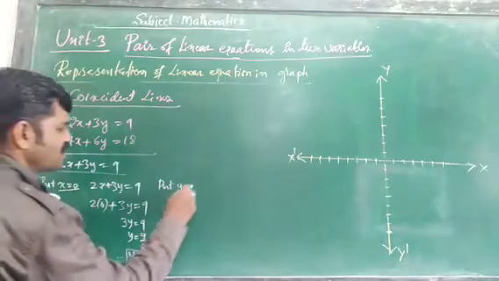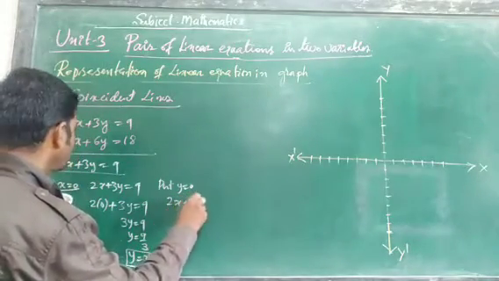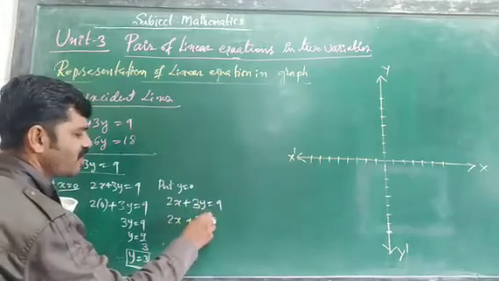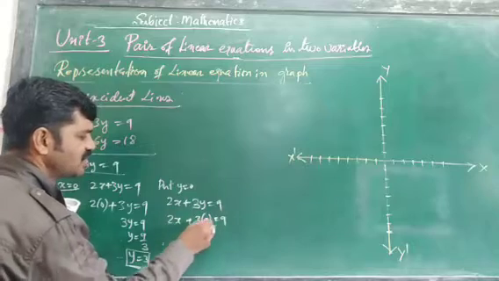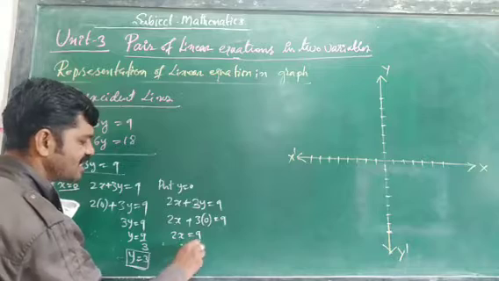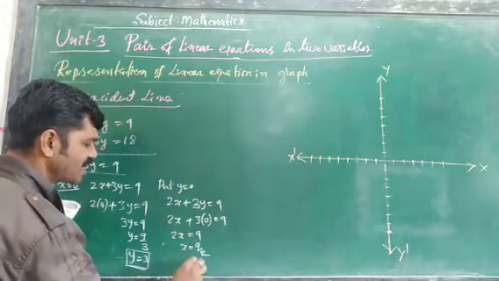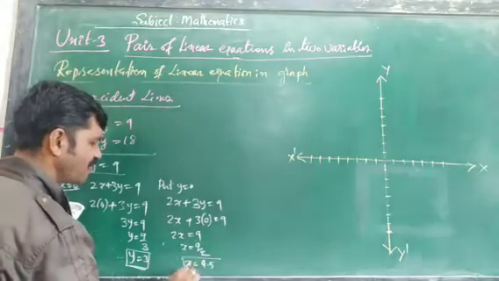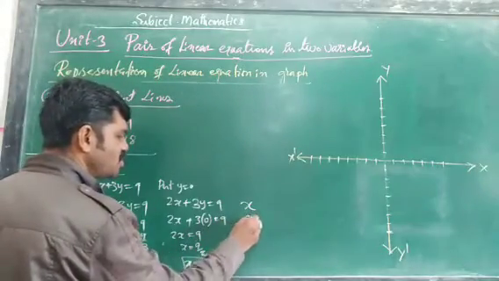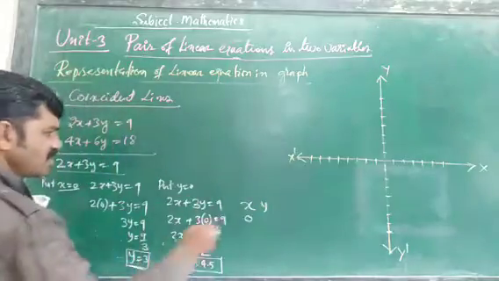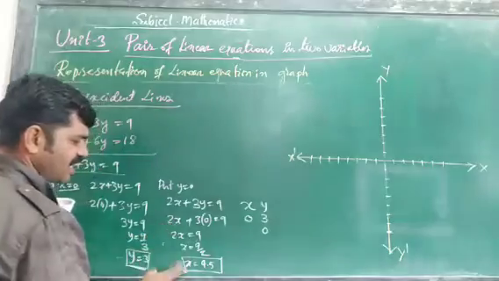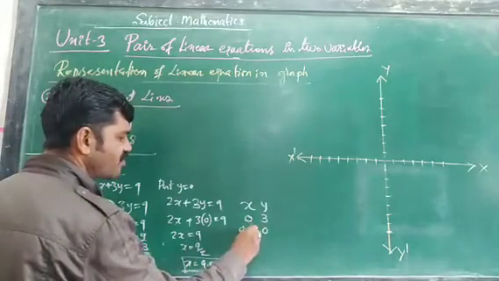Now put y is equal to 0. So in the equation 2x plus 3y is equal to 9, 2x plus, instead of y I write 0, is equal to 9. 0 into 3, that is 0. We leave 0. 2x is equal to 9. x is equal to 9 by 2. So x is equal to 4.5. So what happened here? x value 0 is given, y value 3 obtained. Here y value 0, x value 4.5 obtained.